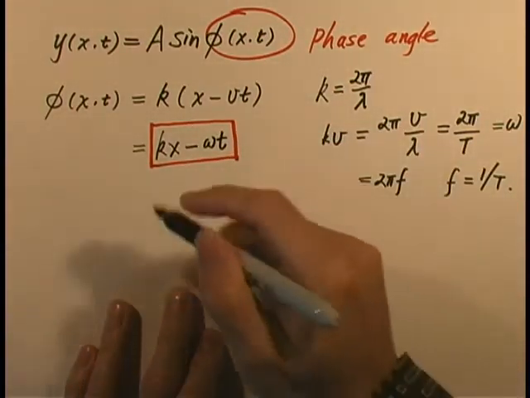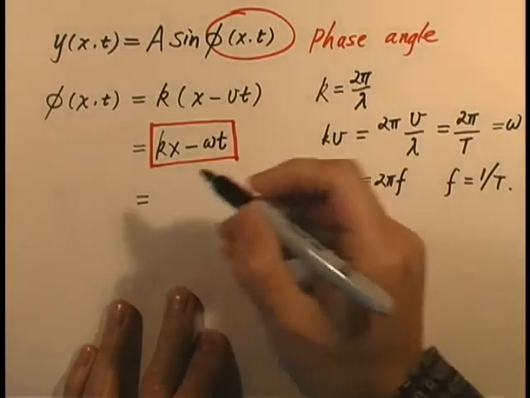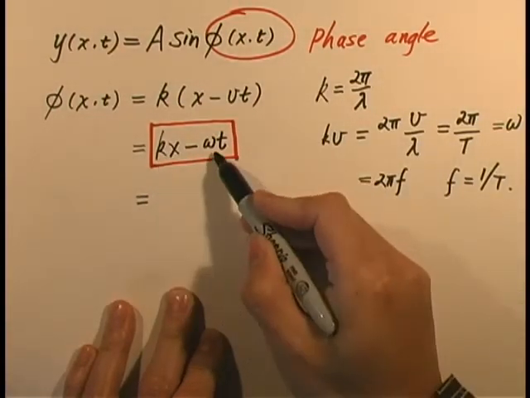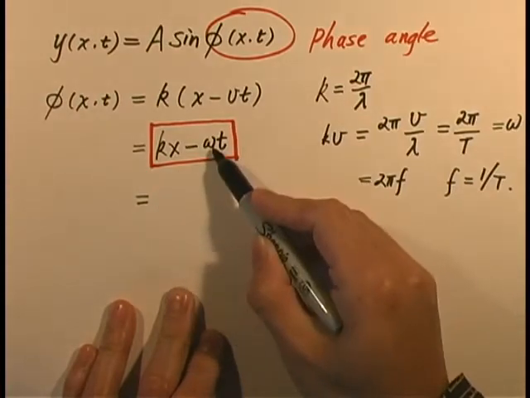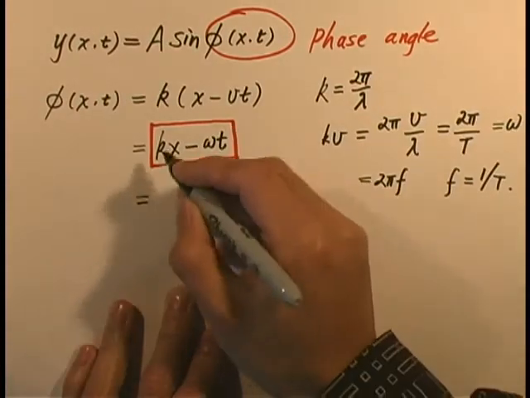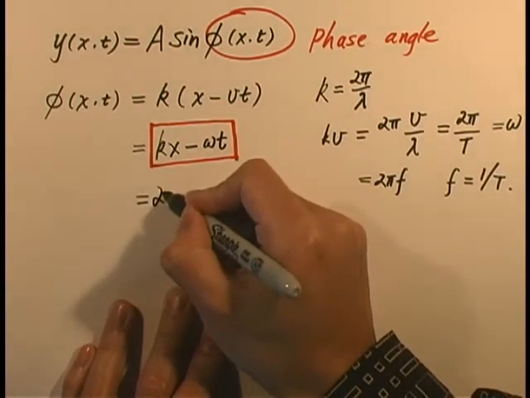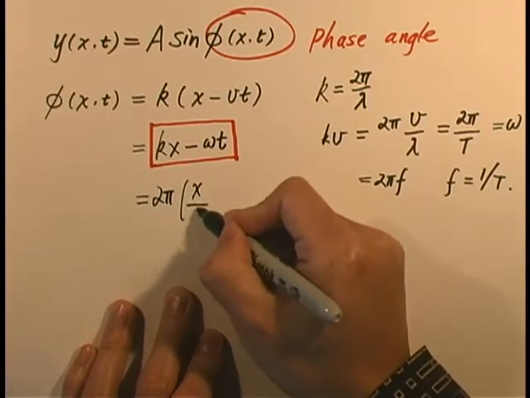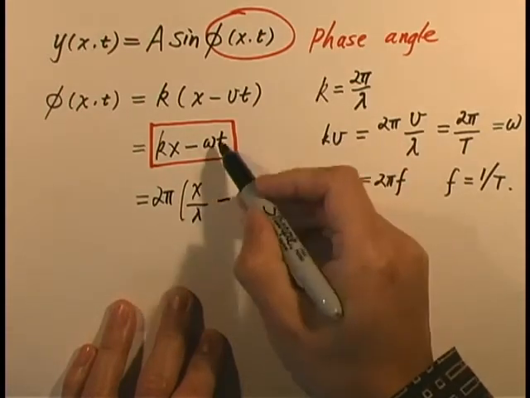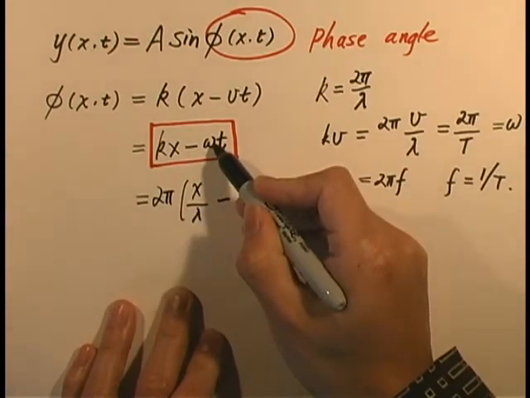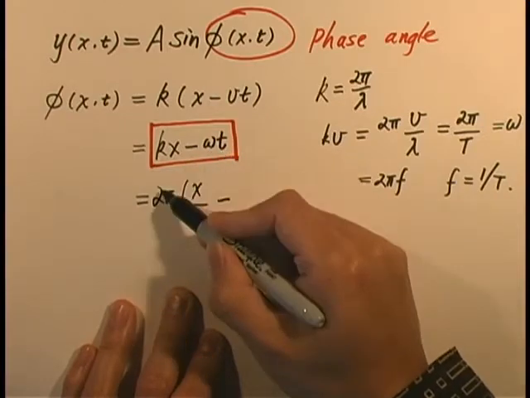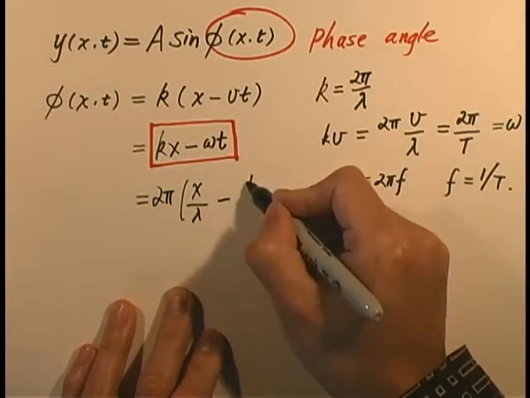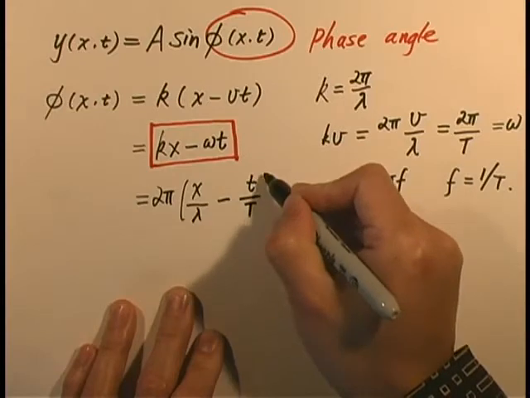We can also write this more explicitly by plugging in the values of k and omega. We know k is 2 pi over lambda and omega is 2 pi over T. So I can take that 2 pi out. Since k is 2 pi over lambda, what's left is x over lambda. And omega is 2 pi over the period T, so 2 pi comes out, and what's left is time over period.